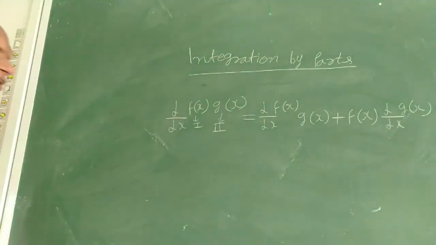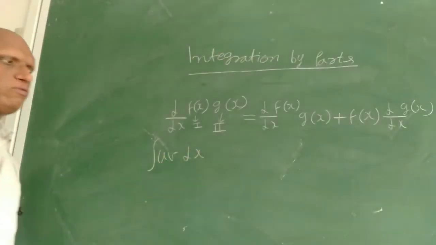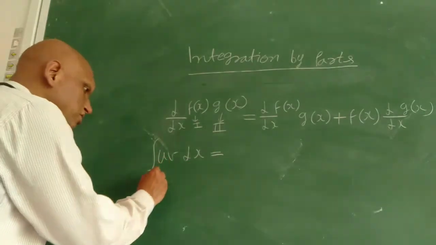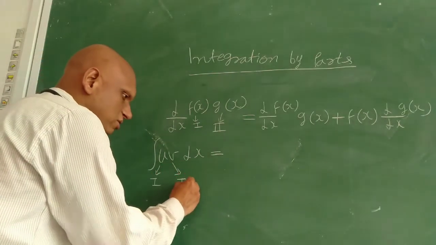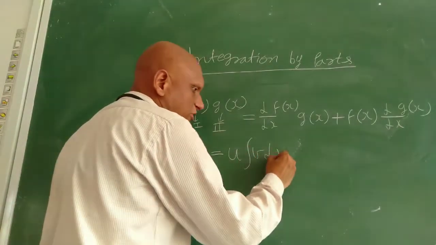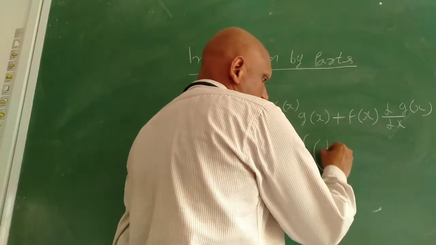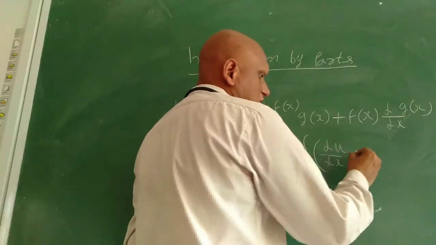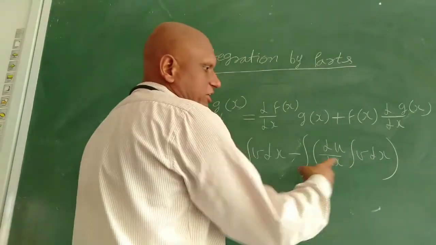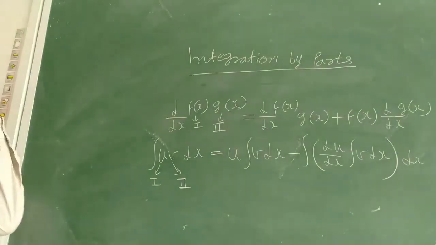Now, what is the rule for integration? We have the product of two functions u and v, where u and v are functions of x. Here we are taking u as the first function and v as the second function. First function as it is, integration of the second function, minus integration of the bracket: differentiation of the first function, integration of the second function, bracket close, this dx for this integration and this dx for this integration.